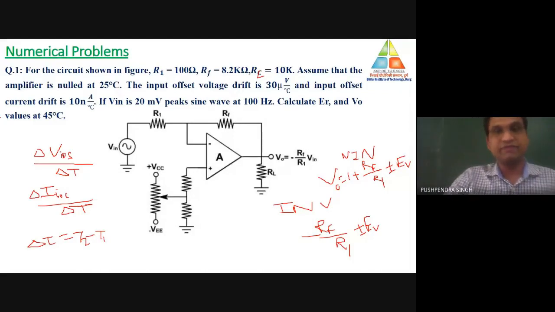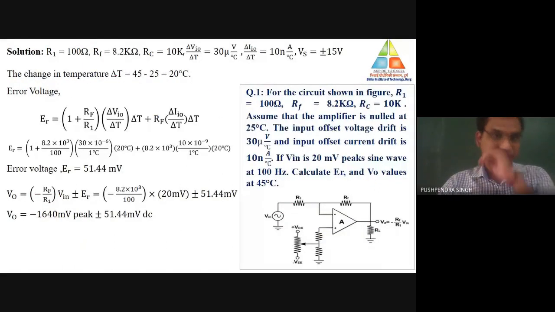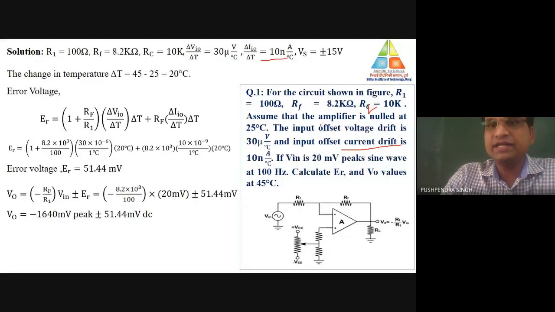Here it is 25. So just see the solution of this question. R1 is given, R1, RF, this RL, these parameters are given. Input offset voltage drift is 30 microvolt per degree centigrade. Input offset current drift is 10 nanoampere per degree centigrade.